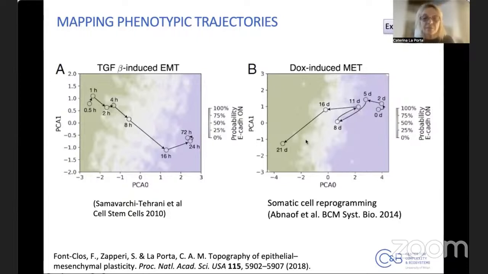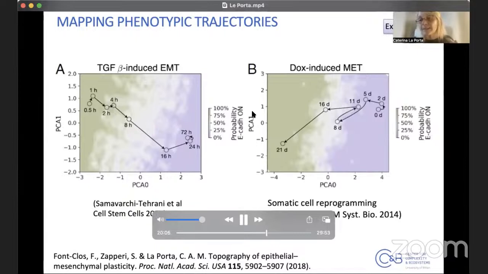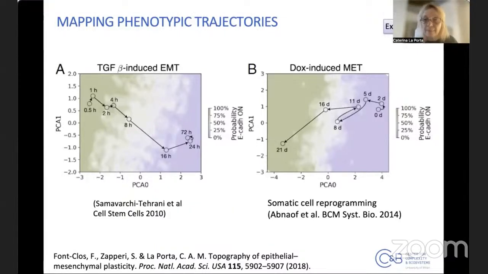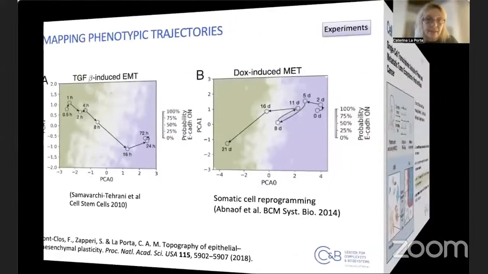So this is very important. We now have a strong instrument that can help us to follow the trajectory of the cells between the E and the M state, using RNA-seq.